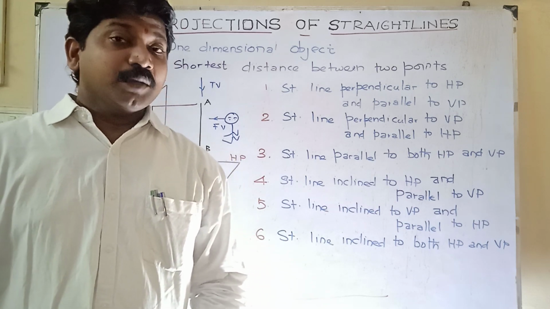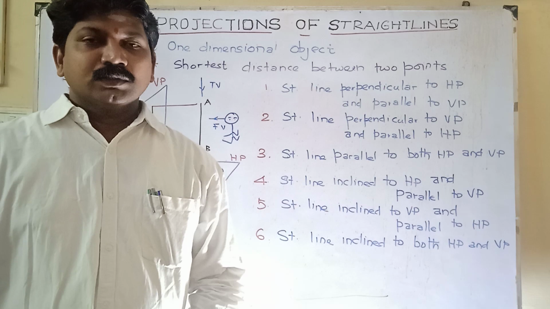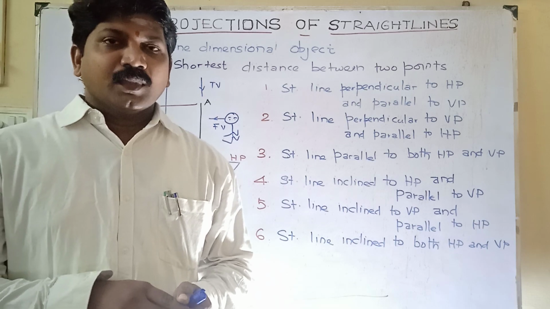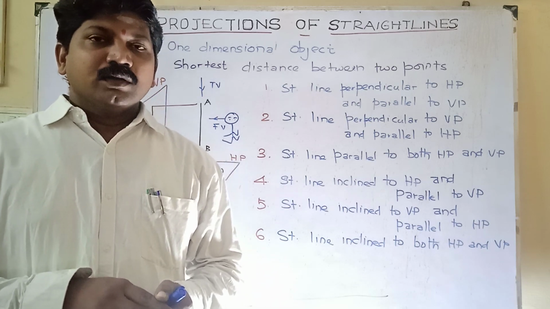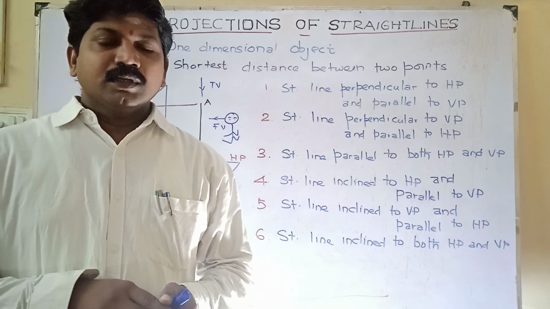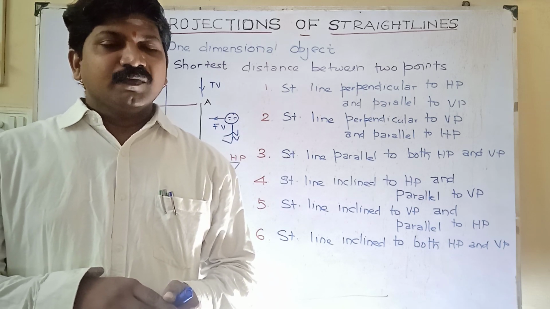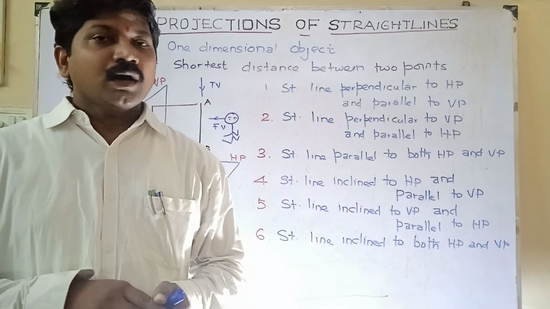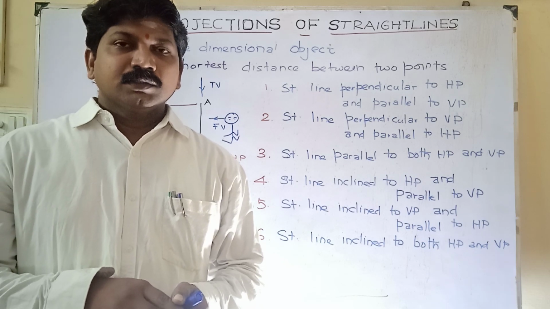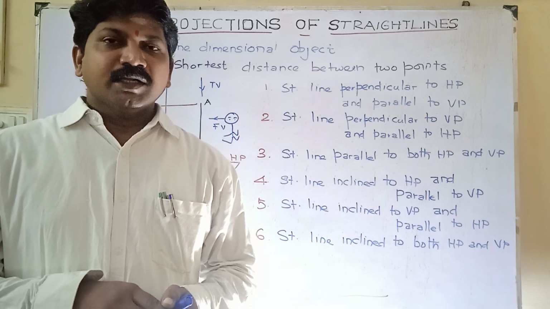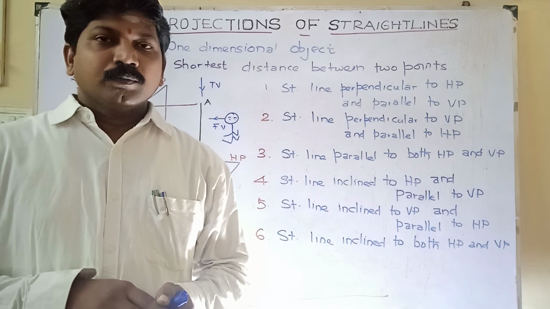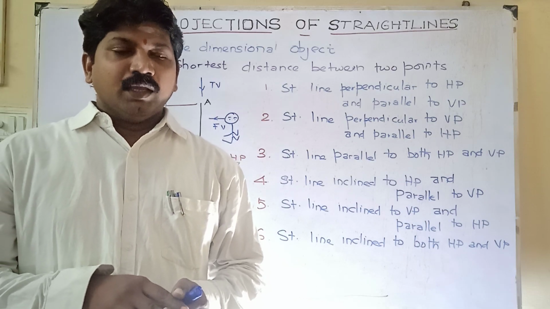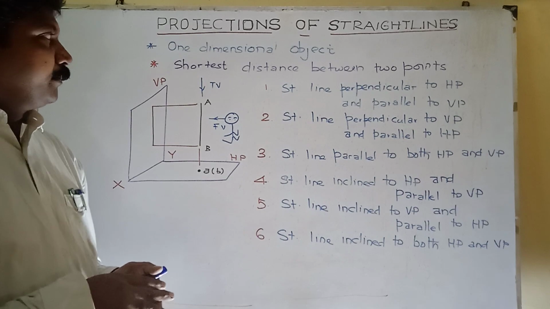Straight line is a one-dimensional object. It is defined by shortest distance between 2 points. We will project the object straight line in first quadrant only. In previous lecture, we have discussed about projections of points in all the 4 quadrants, to know about the merits and demerits of the projections of object in all the 4 quadrants. Okay, let us move to the projections of straight lines.